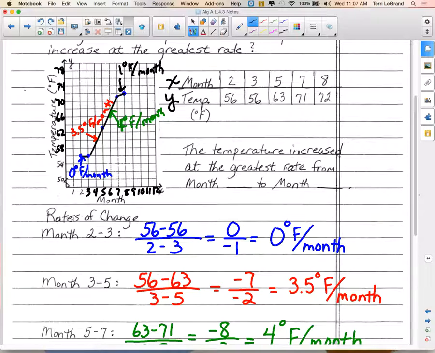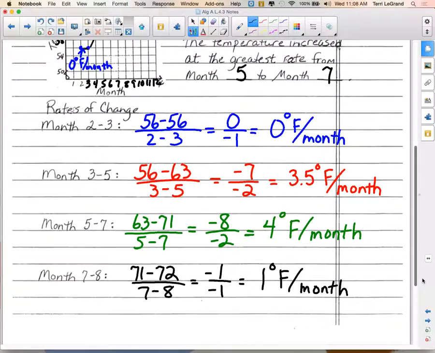Okay, now can we see why it was hard to tell from the graph? Which one had the greatest increase? Which time interval had the greatest increase? 4 degrees Fahrenheit per month, from month 5 to month 7. They're only half a degree apart. That's why it was kind of hard to tell from our graph. So the rates of change helped us be able to find it without just having to guess. Okay?